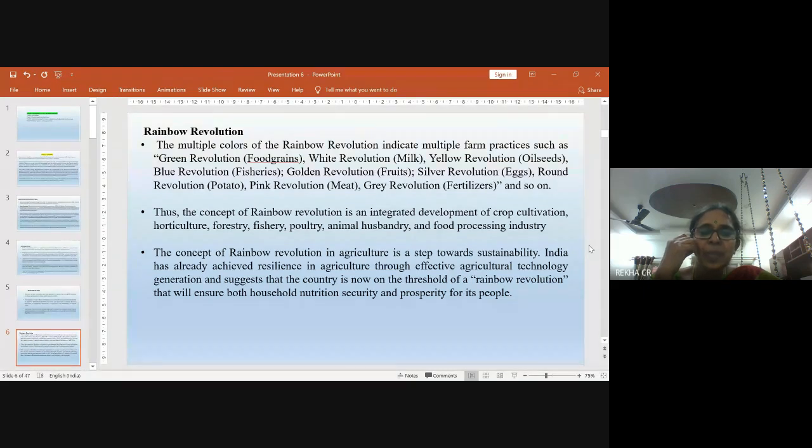So the concept of the Rainbow Revolution is an integrated development of crop cultivation, horticulture, forestry, fishery, poultry, animal husbandry, and the food processing industry. So the Rainbow Revolution in agriculture is a step towards sustainability. So India has already achieved resilience in agriculture through effective agricultural technology, and this suggests that the country is now on the threshold of a Rainbow Revolution that will ensure both household nutrition security and prosperity for its people.